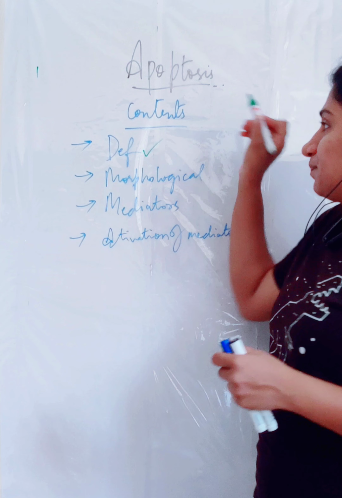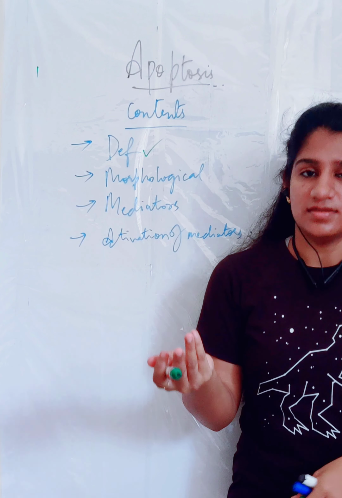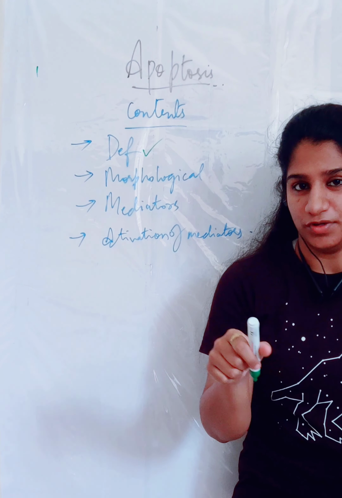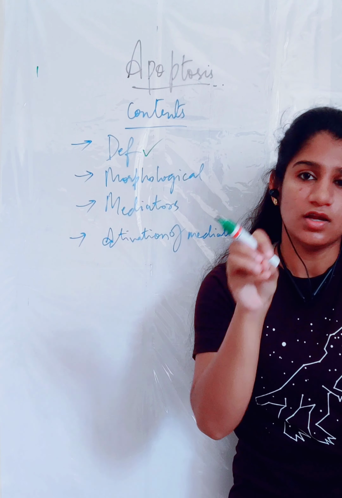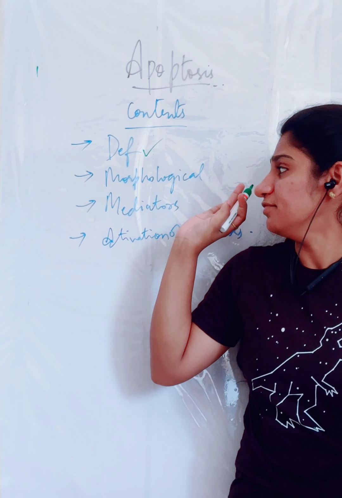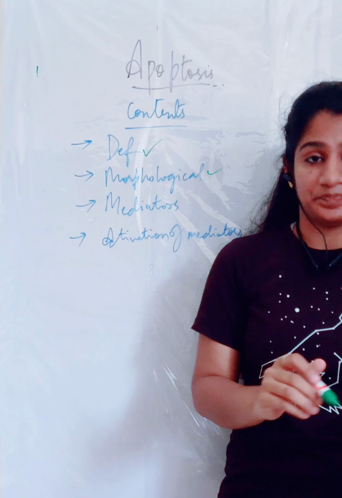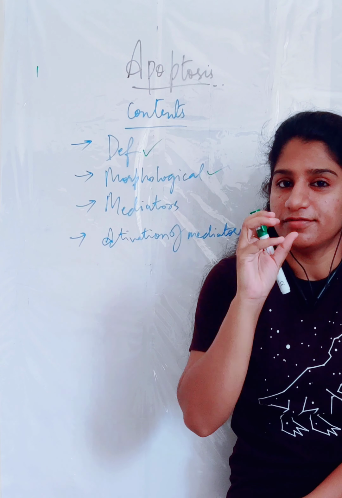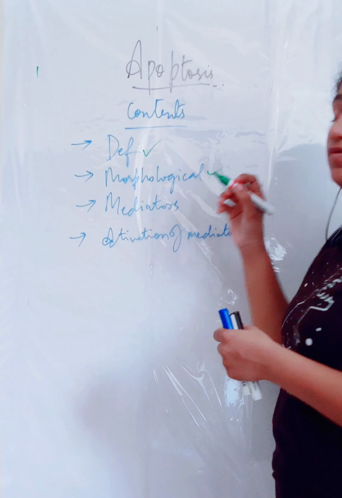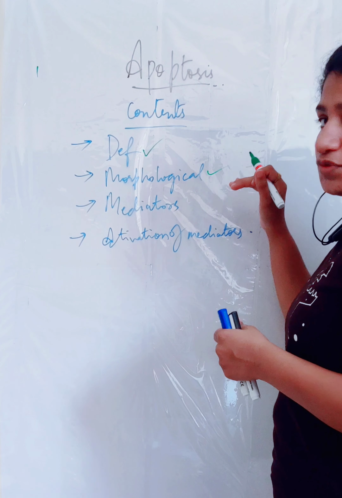We'll talk about the definition. Definition is very simple: energy-dependent programmed cell death. This apoptosis occurs in a small group of cells or individual cells. That is all about the definition. Now we'll talk about the morphology. When the cell is under apoptosis, in a histological slide, we'll see certain features of an apoptotic cell. So we'll talk about those features now.